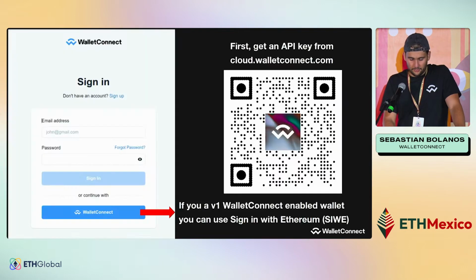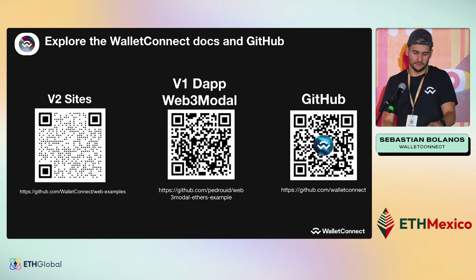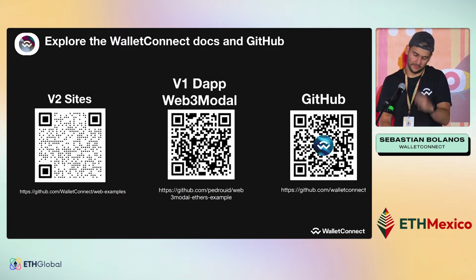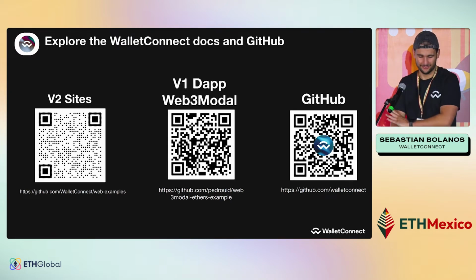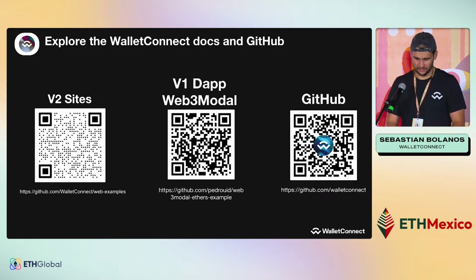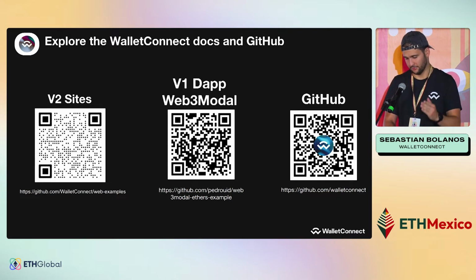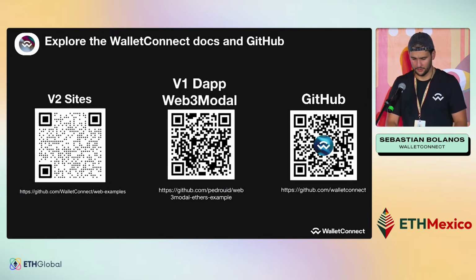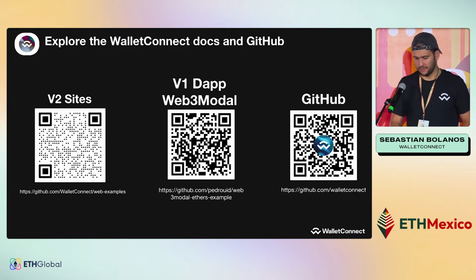So on the first QR code, the V2 websites, this is the repository, and there are a lot of QR codes here. It's probably a bit too crowded for this. So this has all the information you need to get started with version 2. There are also ones for version 1, and the whole repository, our whole organization. Yeah, so that's what I have for now.